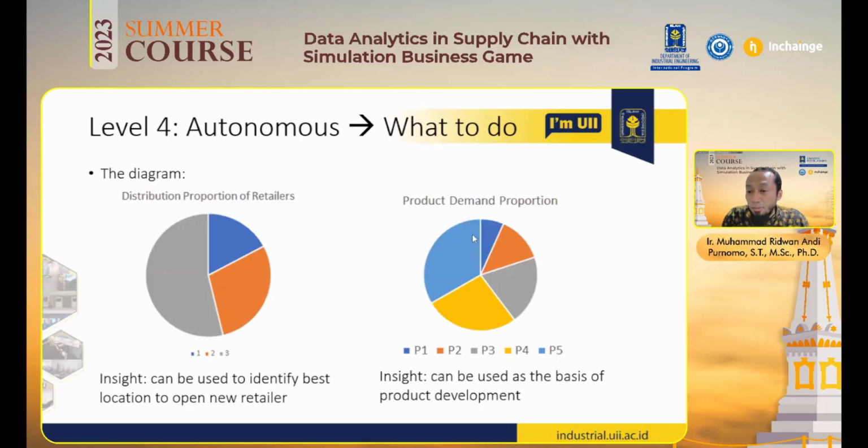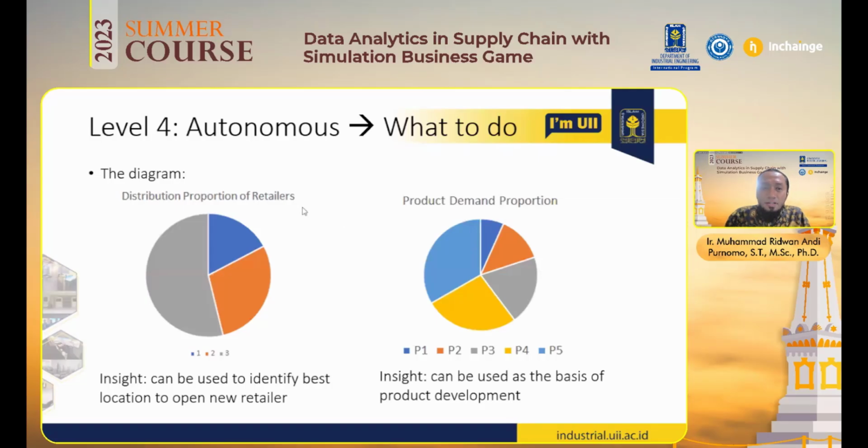And after we determine the number of products of every PATs, we can also plot it in a pie chart like this. Then we know P1, P2, P3, P4, and P5 represent the PATs. The insight can be used as the basis of product development. For example, we know that the demand of P1 is very low. Then we can try to identify the problem and improve, or identify the choice of our customers. If it is like this, then our customers really like P5. P5 is the last stage of the BAPIA.